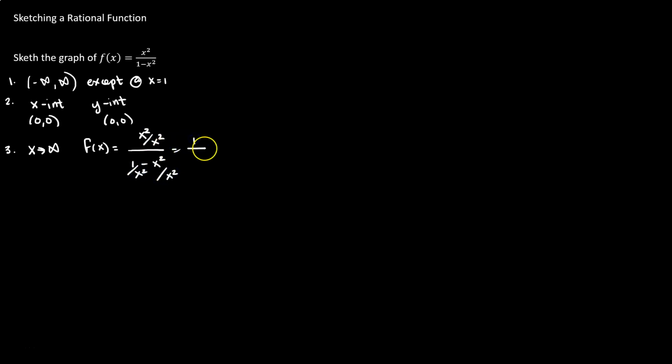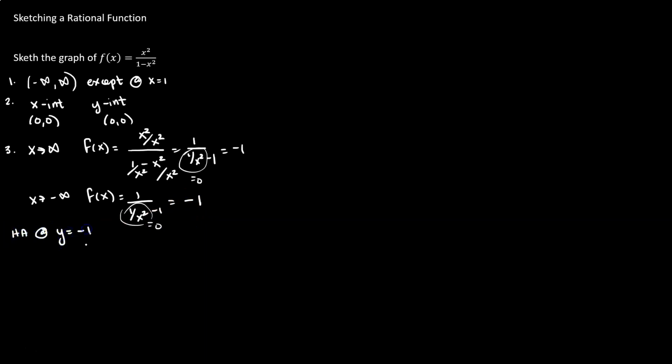The numerator becomes 1. The denominator becomes 1 over x squared minus 1. As we let x go to infinity, that 1 over x squared term goes to 0. We get negative 1. As x goes to negative infinity, we use that same version of the function, the 1 over x squared minus 1. And although x is going to negative infinity, we're squaring x inside of the function, so that term goes to 0 as well, meaning the function is approaching negative 1. So we have a horizontal asymptote at the line y equals negative 1.